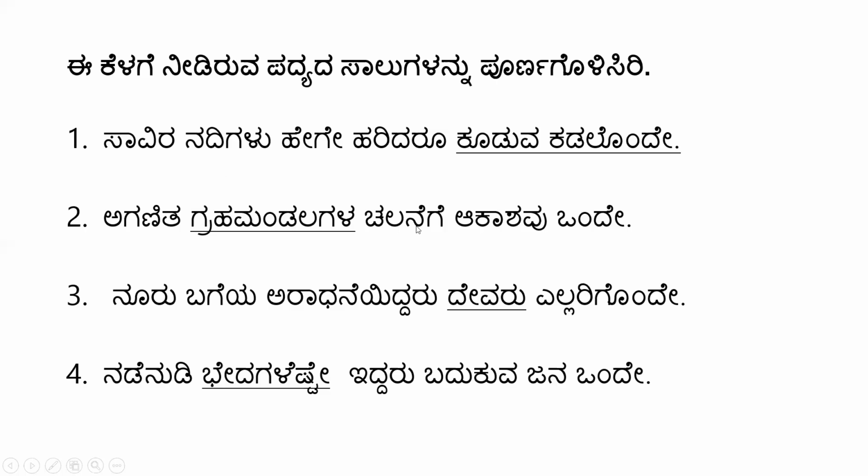ಅಗಣಿತ ಗ್ರಹಮಂಡಲಗಳ ಚಲನೆಗೆ ಆಕಾಶವು ಒಂದೇ. So here the answer is Grahamandala. Grahamandala is the planetary systems. So Aganita is countless. I have explained all these in my previous lesson video, the poem video. You can go back and check for specific meanings. So the answer is Grahamandala.